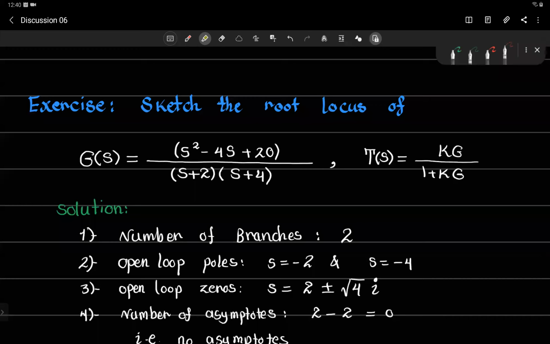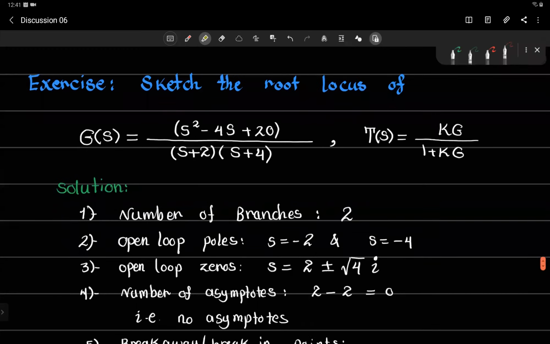So suppose we want to sketch the root locus of this example here. We have g of s equal to (s squared minus 4s plus 20) divided by (s plus 2) times (s plus 4). This is the transfer function that we would like to sketch the root locus for. And then t of s is just k times g divided by 1 plus kg.